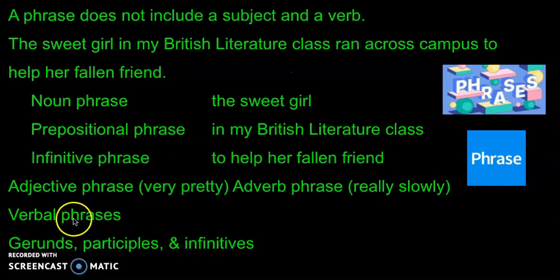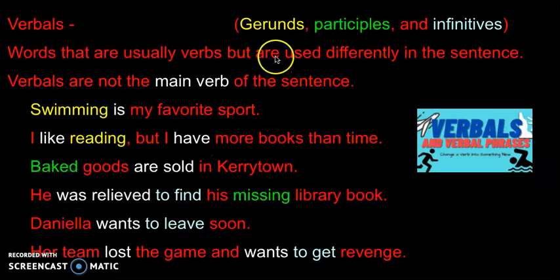You also have things called verbal phrases that are gerunds, participles, and infinitives. That's the kind of phrase we'll talk about on this slide. I have gerunds in yellow, participles in green, infinitives in blue. So, words that are usually verbs, but are used differently in the sentence, are what verbals are. Verbals are not the main verb of the sentence they're being used in. However, in any other sentence, they would be the main verb. Let's see how some of them are.